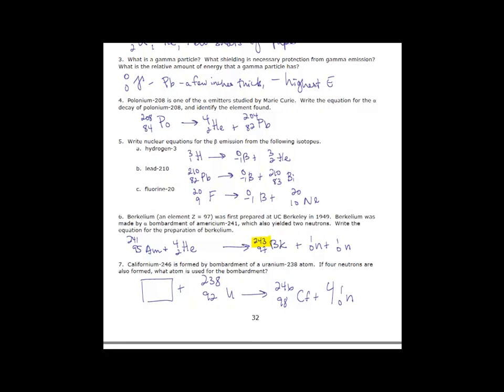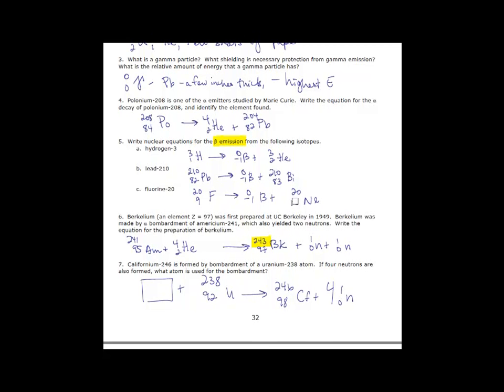Number 5 has to do with beta emission. Be careful with beta emission because it's easy to make mistakes on that. So the first one, hydrogen 3(1) decays by beta emission, so you get a beta particle, and helium 3/2. Check your math. Lead 210 decays by beta emission to give you bismuth 210 and 83. It has an atomic number of 83. Fluorine 20 decays by beta emission to give you neon 20.